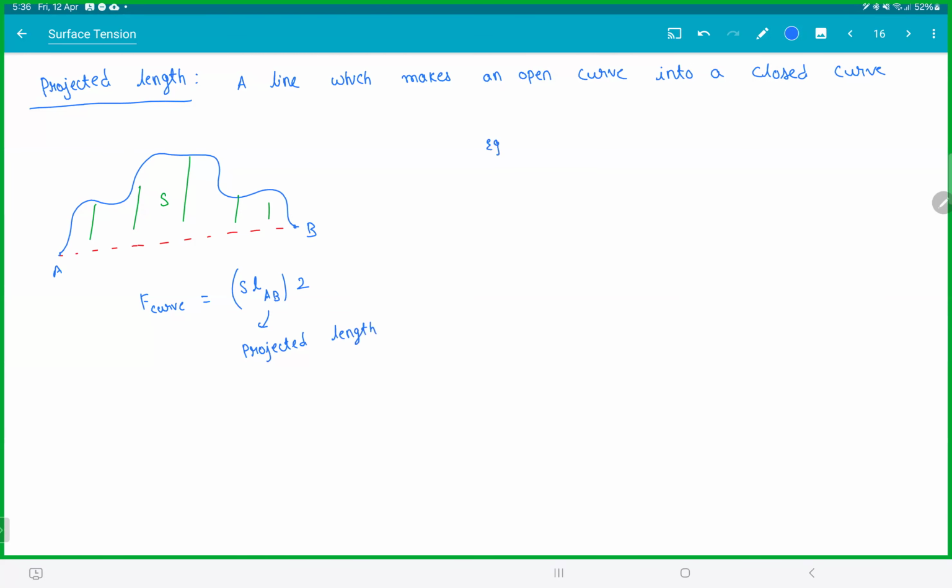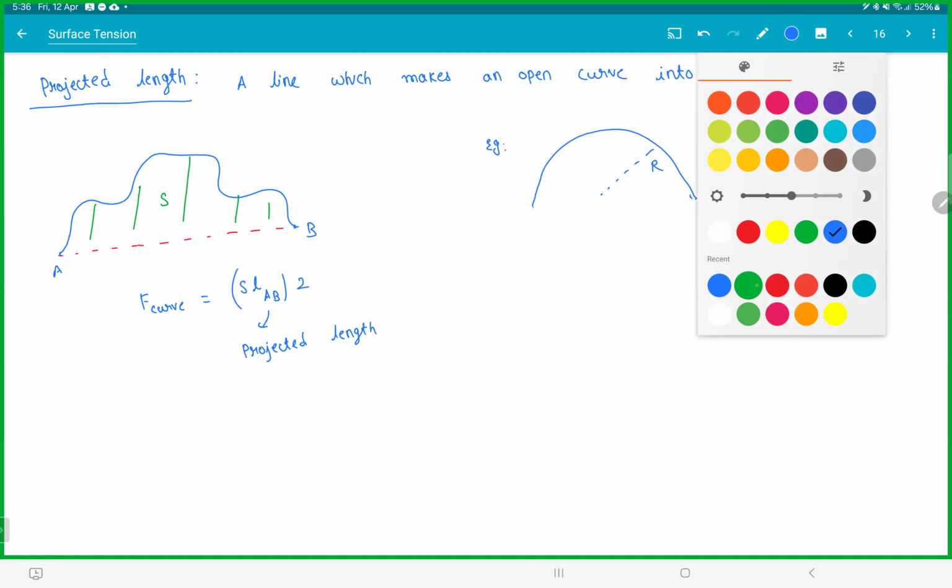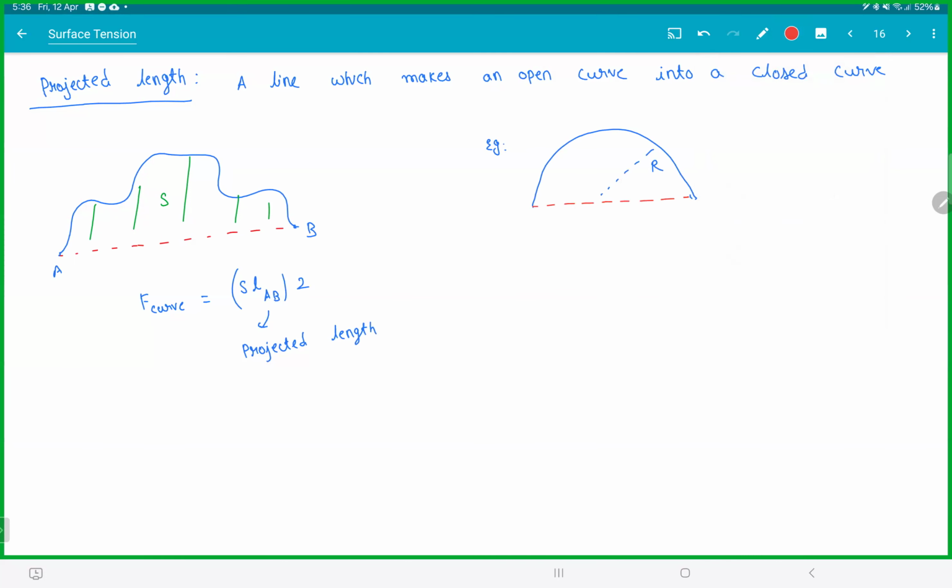So if you see in our question, what we did, we got a semicircle of radius r. The projected length was 2r. Basically, you have to make it a closed figure. Just like projected area, we also have this projected length. So the force on that semicircle would be S into the projected length 2r into 2 for two surfaces, which is 4Sr. That's what we got the answer as.